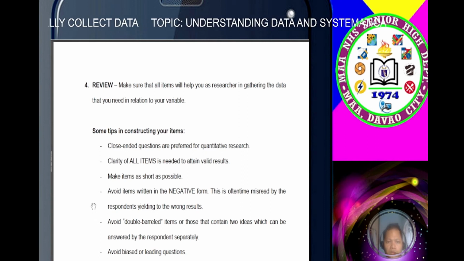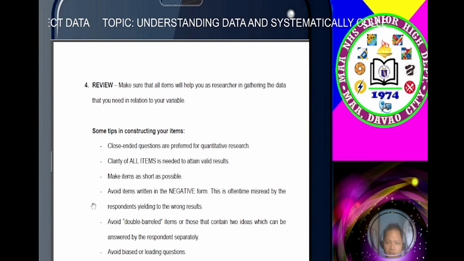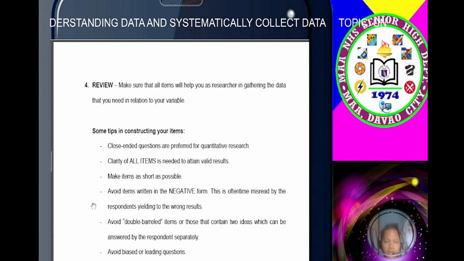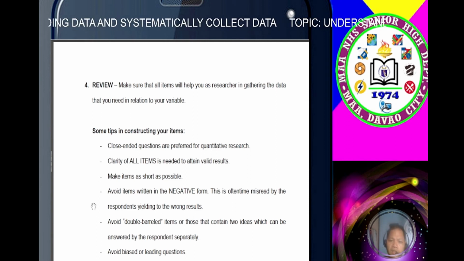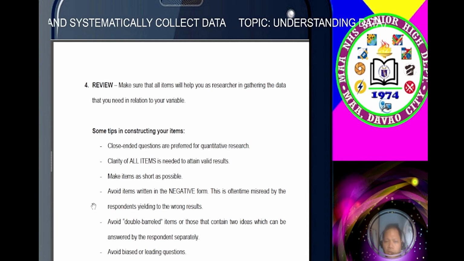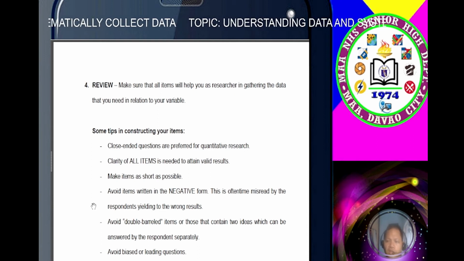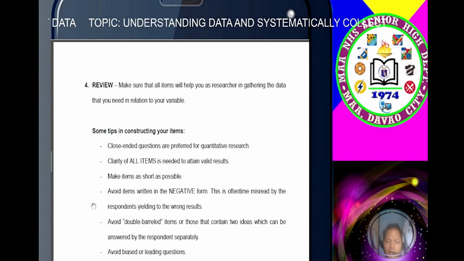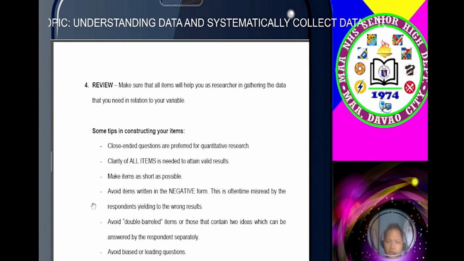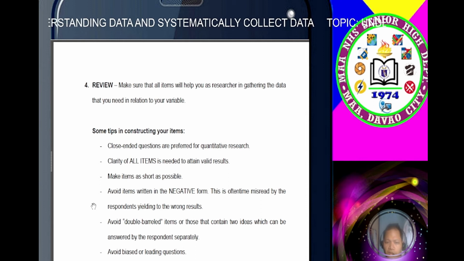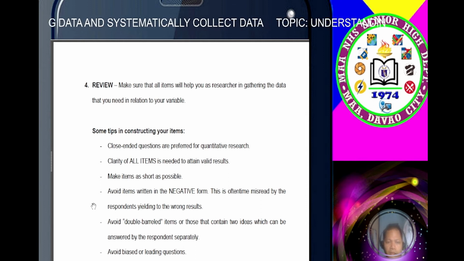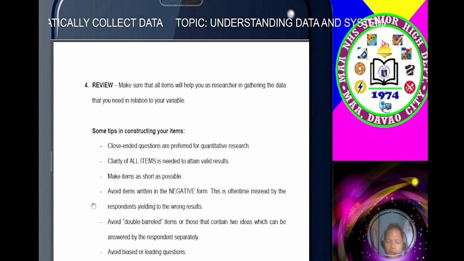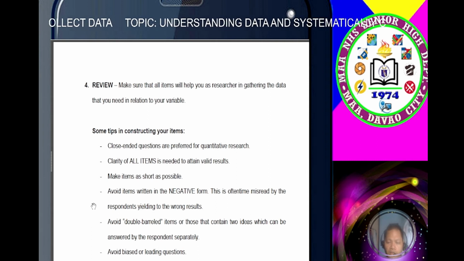Number 4, review. Make sure that all items will help you as a researcher in gathering the data that you need in relation to your variable. Some tips in constructing your items: it must be close-ended. In quantitative research, we prepare close-ended questions because we really need to measure their responses. Then clarity of all items is needed to attain valid results, so it must be clear. Avoid very big questions. Third, make items as short as possible. That's why I told you earlier you can limit it to 5 questions per indicator.